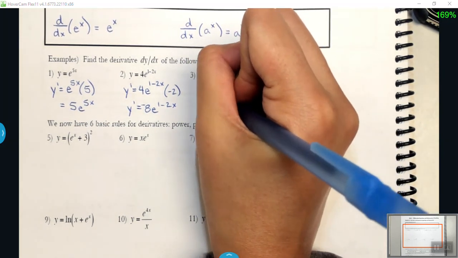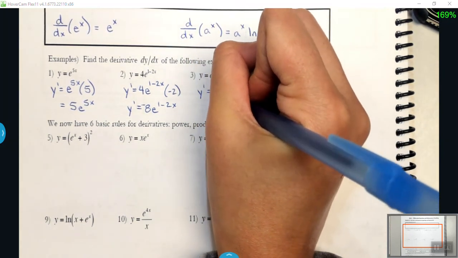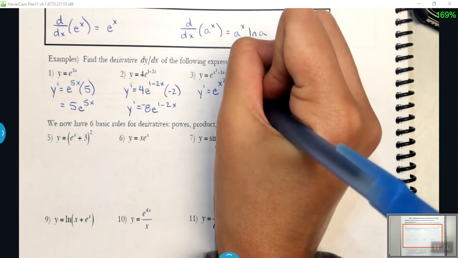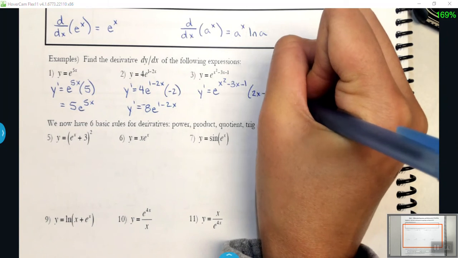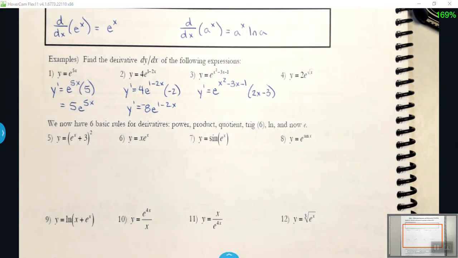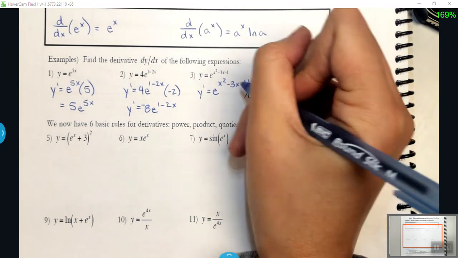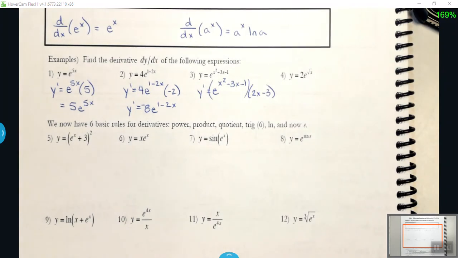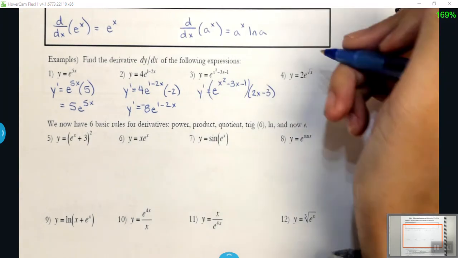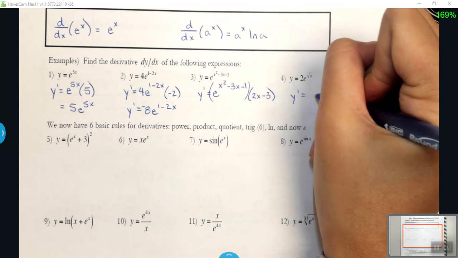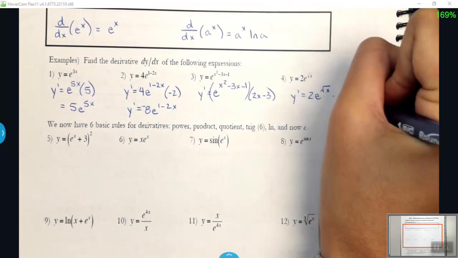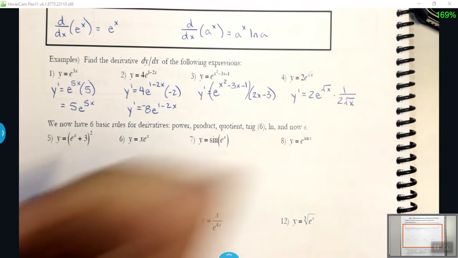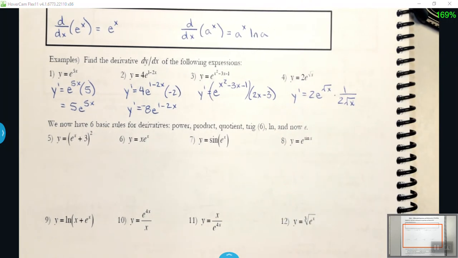This one is e to the x squared minus 3x minus 1, all times 2x minus 3. Not too hard, right? And this one is like this, times 1 over 2 root x, because you have to multiply by the derivative of the inside.